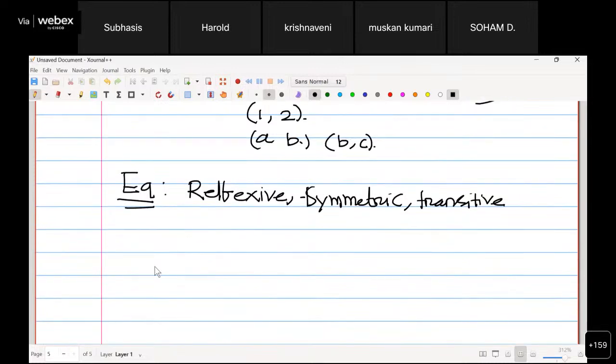Anti-symmetric is: if (a,b) belongs to R and (b,a) belongs to R, then a is equal to b. Just let me quickly go through this anti-symmetric relation. Sir, can elements repeat in transitive? Is it an issue? It is the reverse of symmetric, I think.